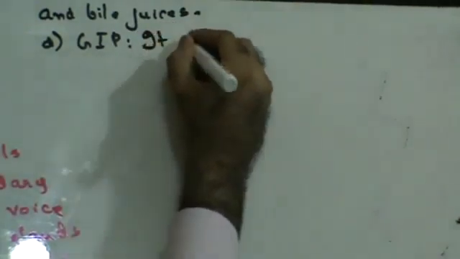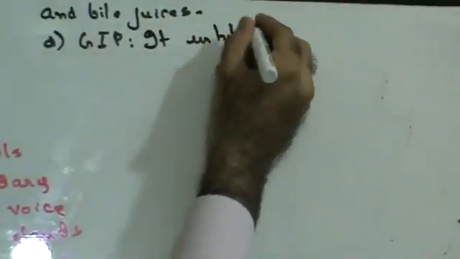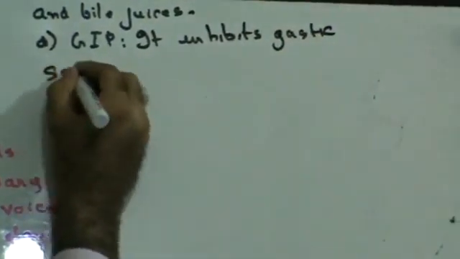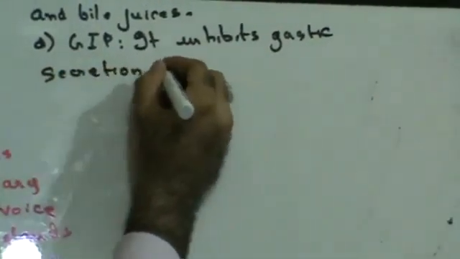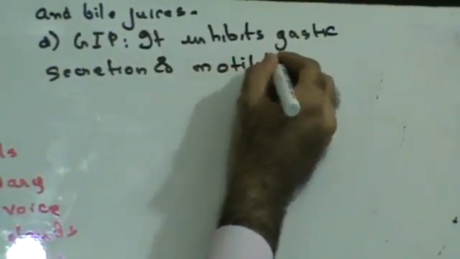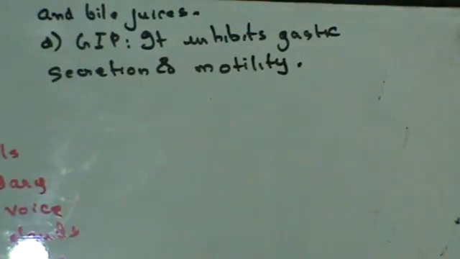Right? That's your gastric inhibitory peptide. It inhibits gastric secretion and motility. They shouldn't move away. They should remain in the gastrointestinal tract only. Right? Okay, we'll stop this here for the day.